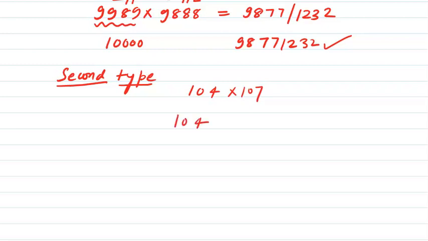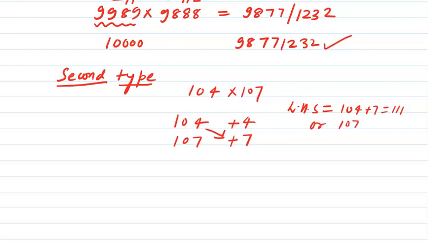So here also the concept does not differ, but here there is no deficit, rather there is a surplus, like this is plus 4 and this is plus 7. So I hope you might already have guessed that for calculating the left hand side, I have to add 104 plus 7, that is 111. Or I could also have done it like 107 plus 4. This is just to explain to you. You have to just do one of them.